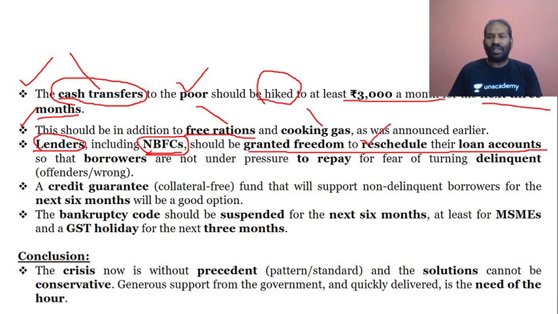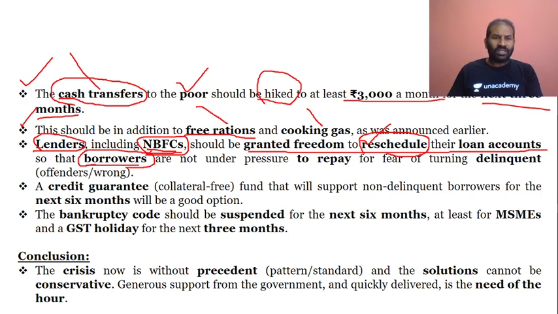This is important. They can reschedule the loans of borrowers who have taken loans from NBFCs, not from public sector banks. Please do understand. Now the measure is that the NBFCs should be granted freedom to reschedule the loans taken by borrowers who have taken loans not from the banks but from the NBFCs. So NBFCs have to be granted freedom.